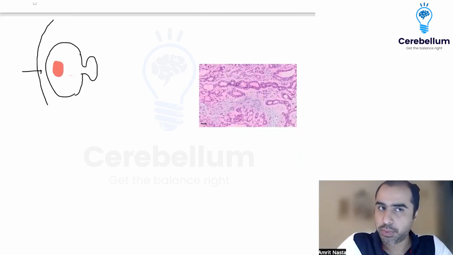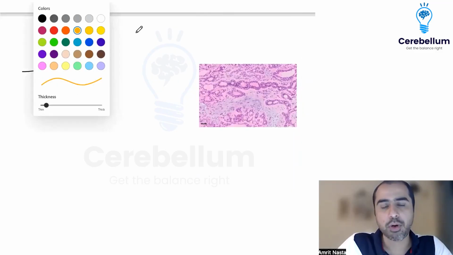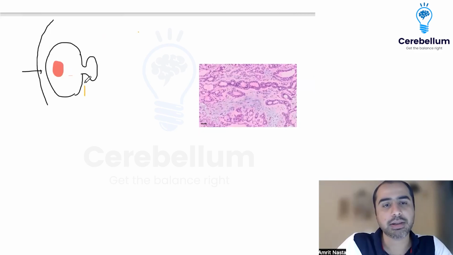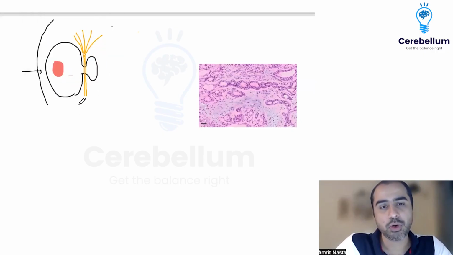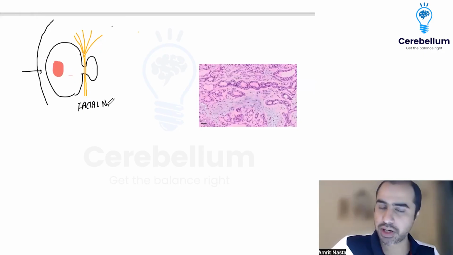The difference between the superficial lobe and the deep lobe is there is a nerve that runs in between the two, like this, which will divide into its 5 branches. This nerve, of course, you should know, is going to be the facial. So facial nerve is what will separate superficial lobes and deep lobes.